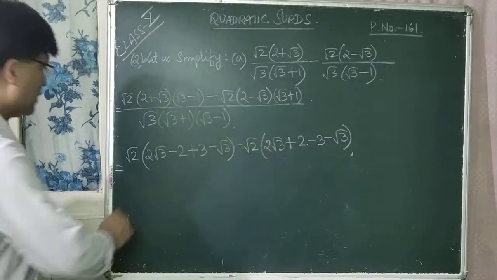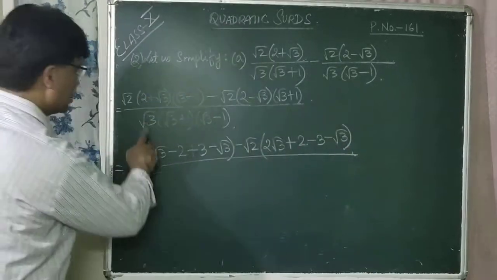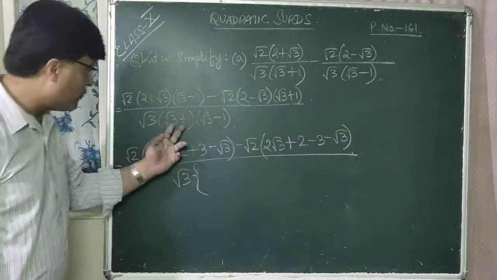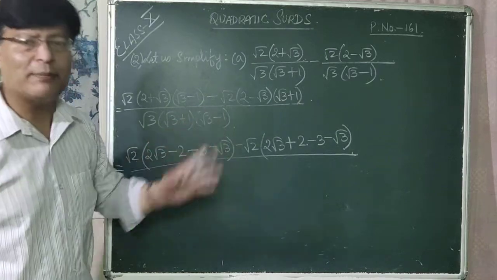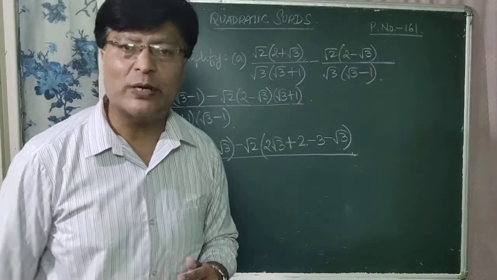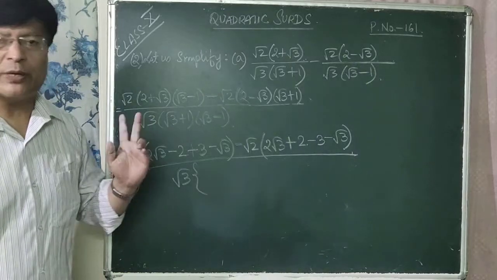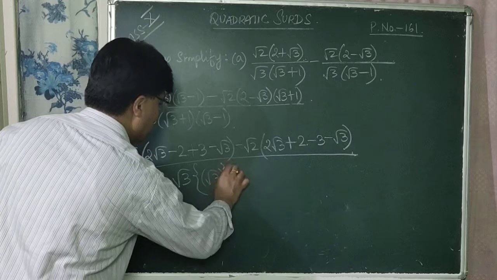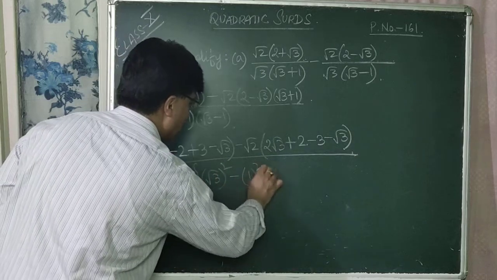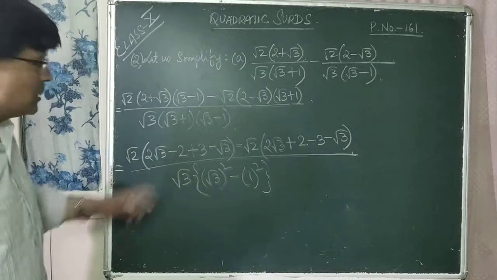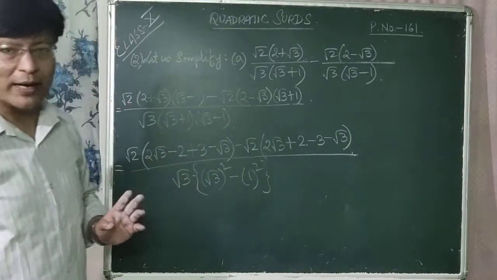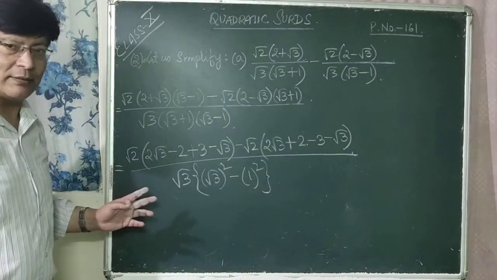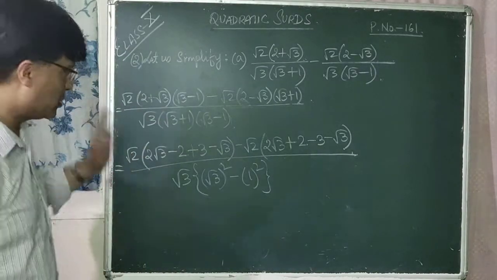Is that clear? So now in the denominator, what will you write? Let us write root 3 first. Now within the second bracket, what is the formula here? a plus b into a minus b. What is a plus b into a minus b? It is a square minus b square. So it is root 3 whole square minus 1 whole square. Here a is root 3 and b is 1. So I think you have understood it. So let us simplify it now.